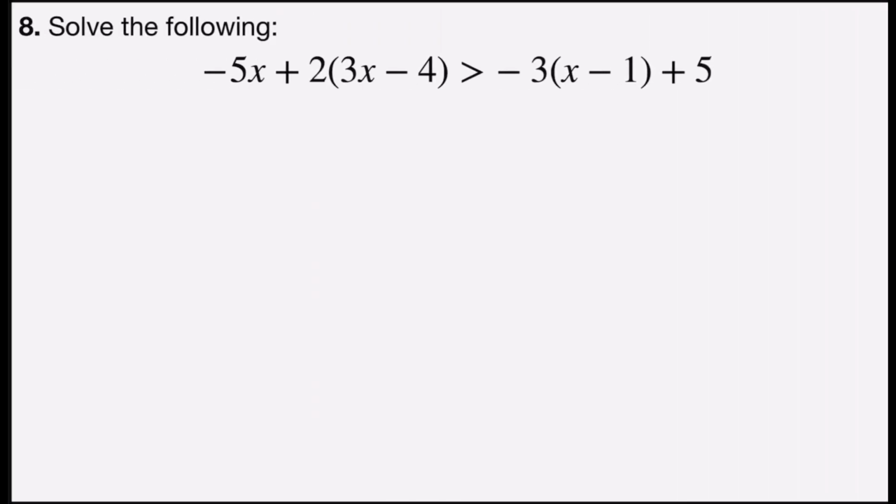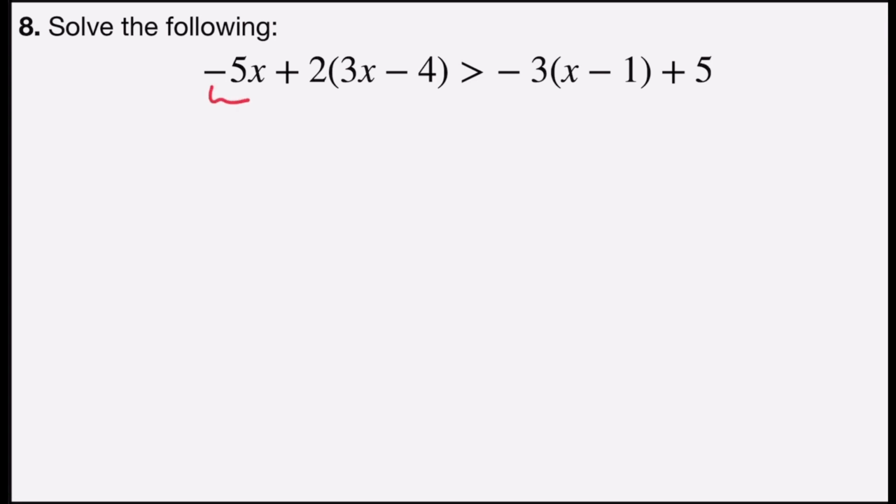Problem number 8 says solve the following. Negative 5x plus 2 times 3x minus 4 is greater than negative 3 times x minus 1 plus 5. And so this is an inequality, and the steps follow much like an equation, except if I multiply or divide by a negative value, I have to reverse the inequality symbol or flip it over.